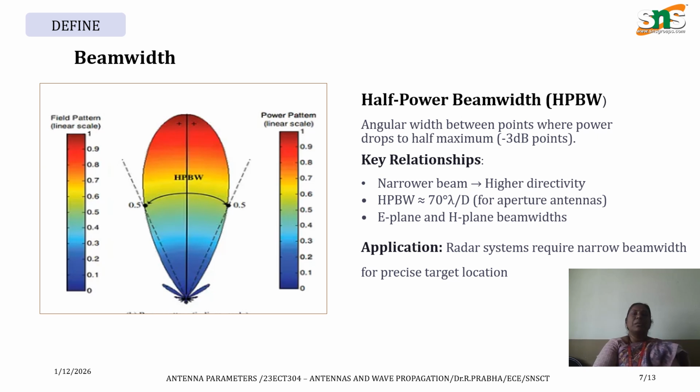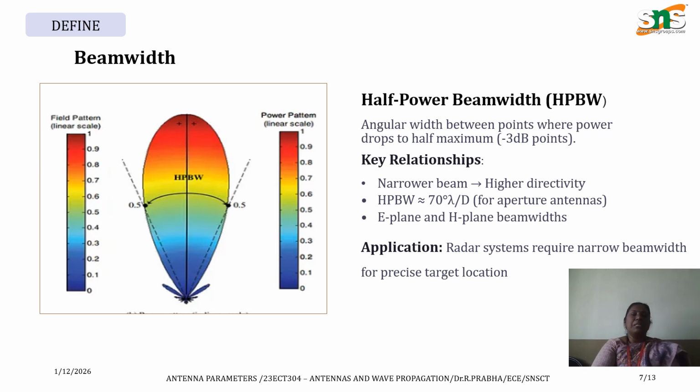Now the next is the beam width of the antenna, which is taken from the radiation pattern of the main lobe. In the main lobe only, this parameter is always measured. There are two types of beam width. One is called half power beam width, which is the angular width between the two points called half power points, at which the radiated power is half of the maximum value, or minus 3 dB down from the maximum value.